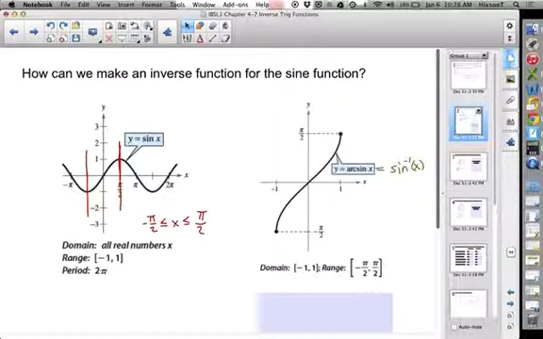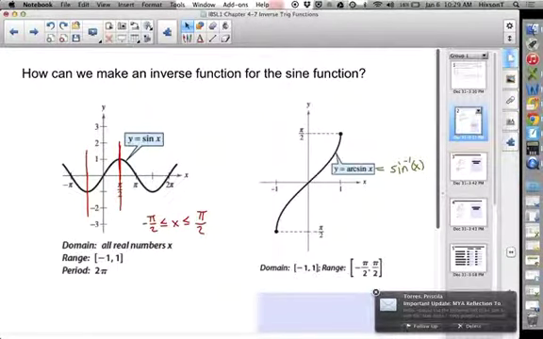Yes. So you'll notice now, what was our range, -1 to 1, is now our domain, -1 to 1. Our domain we had limited to negative pi over 2 to pi over 2. Now our range is negative pi over 2 to pi over 2. And you'll see that actually passes the vertical line test then.